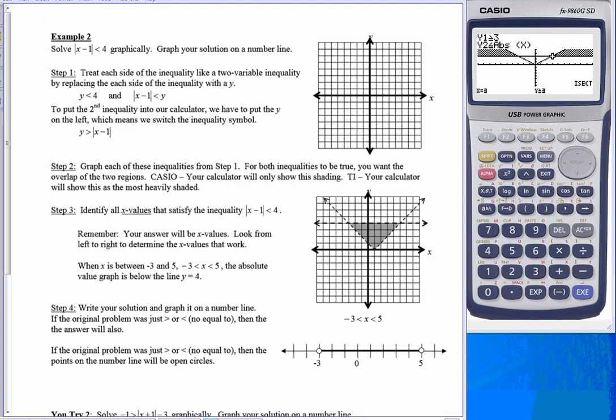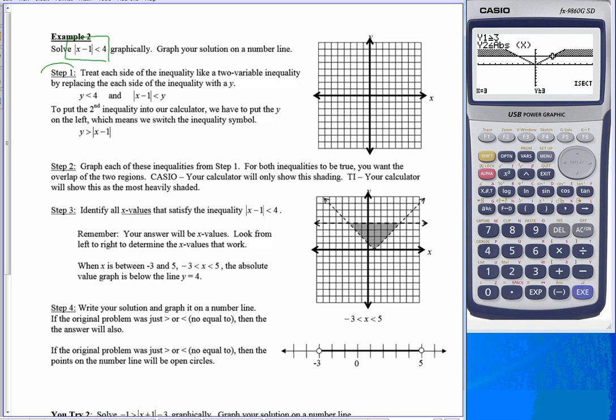All right, so let's turn the page here and do example number 2. On this one, we're solving the inequality absolute value of x minus 1 is less than 4. And again, we're going to solve it graphically and graph the solution on a number line and state that algebraically.